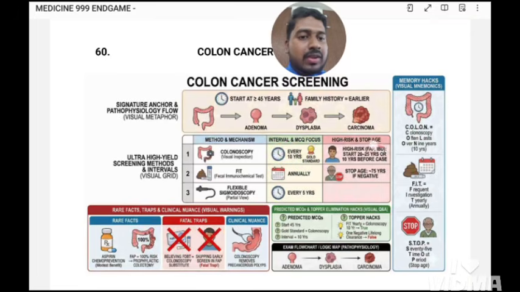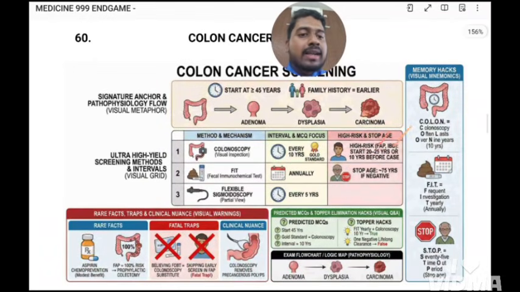Okay, so colonoscopy. Which are the high risk groups? High risk groups are familial adenomatous polyposis and IBD, inflammatory bowel disease. In these two conditions you will have to start colorectal screening at 20-25 years or 10 years before the age at which the case has happened. Okay, so this is the protocol for screening. Now along with this, you will also do fecal immunochemical test annually, and you can stop once the age is 75 years or if the test is negative.